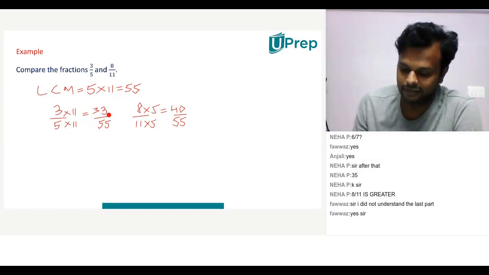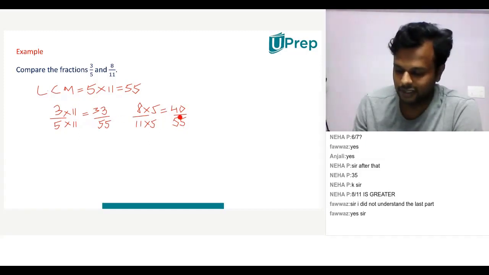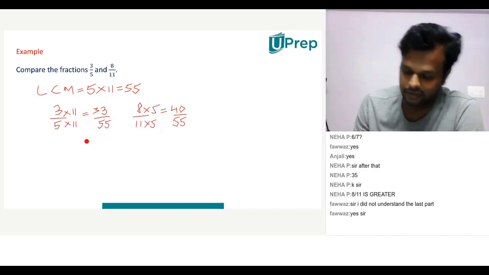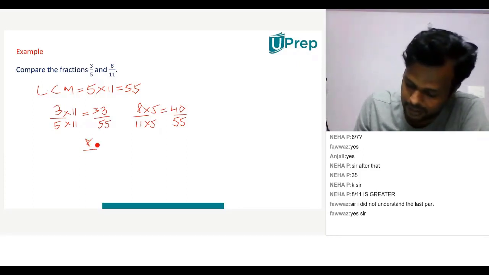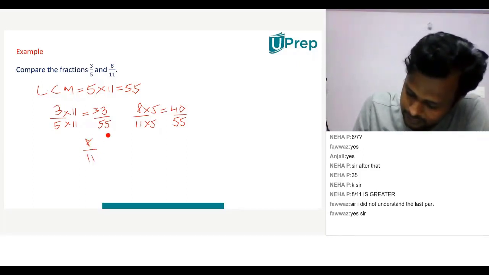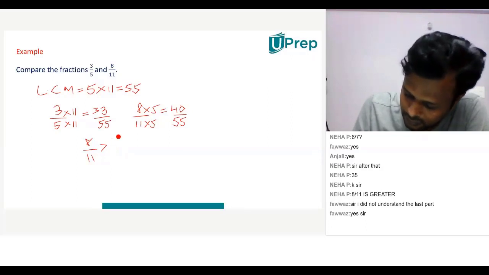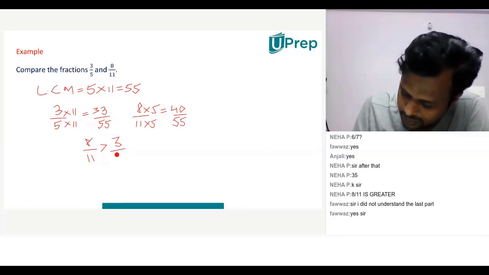So I got 33 by 55. Now I have already 11 in the denominator. So I need to multiply it with 5 in the numerator and 5 in the denominator. So I'll get 40 by 55. Now here what we do now, which is greater, 40 by 55 is greater than 33 by 55. Now 40 by 55 is nothing but 8 by 11. So I will write 8 by 11 is greater than 3 by 5.